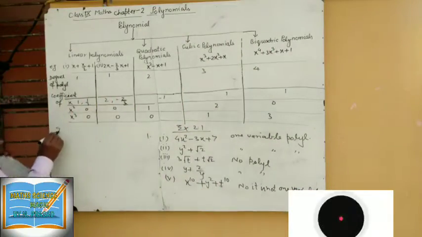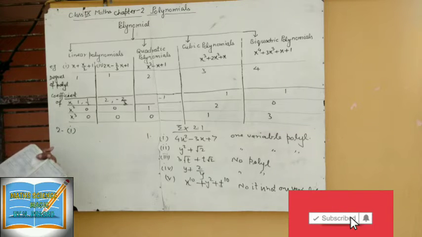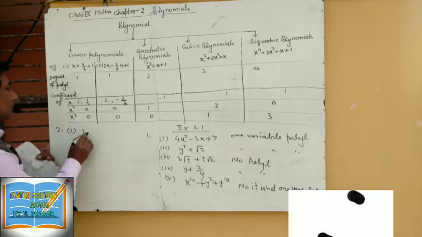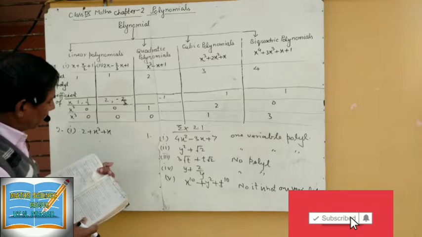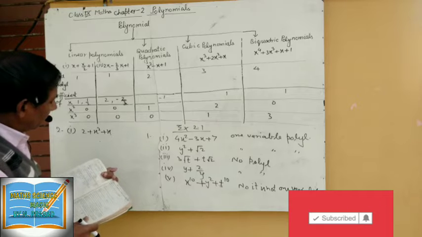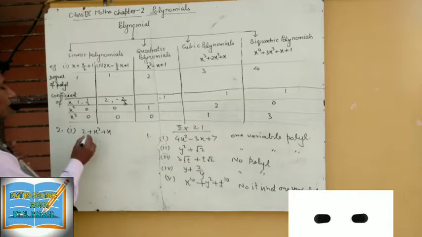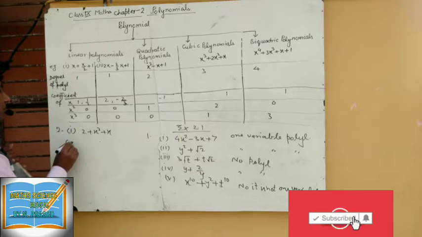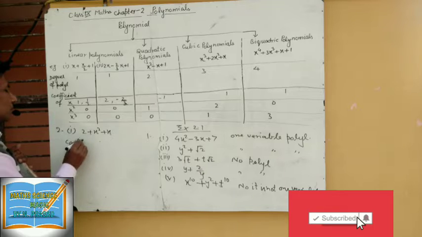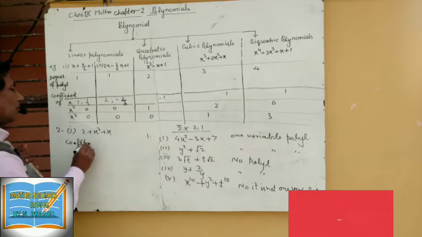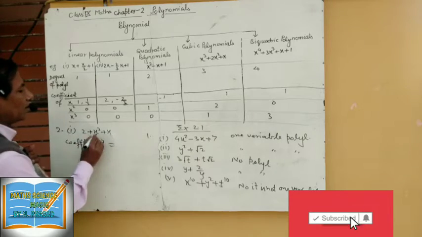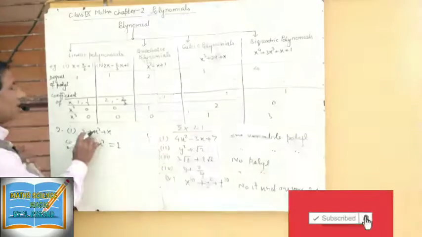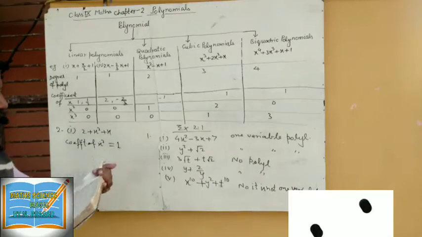Question number 2, first part. Here given 2 plus x square plus x. Write the coefficient of x square. So what is the coefficient of x square? The coefficient of x square is equal to 1. Plus is given here, so 1 will be written only. If minus is given here, then minus 1 will be the coefficient.